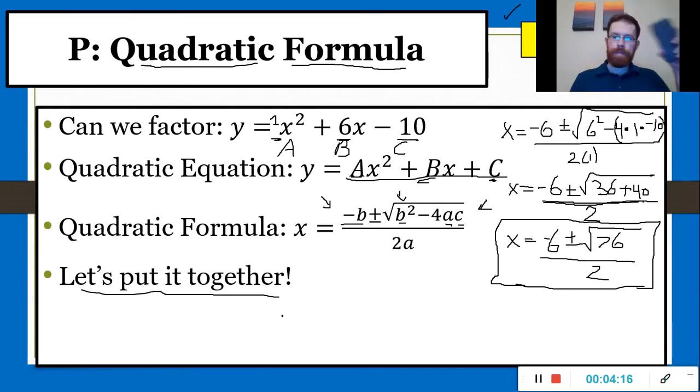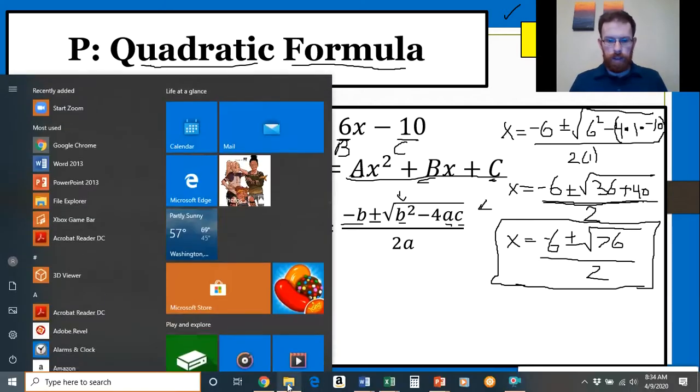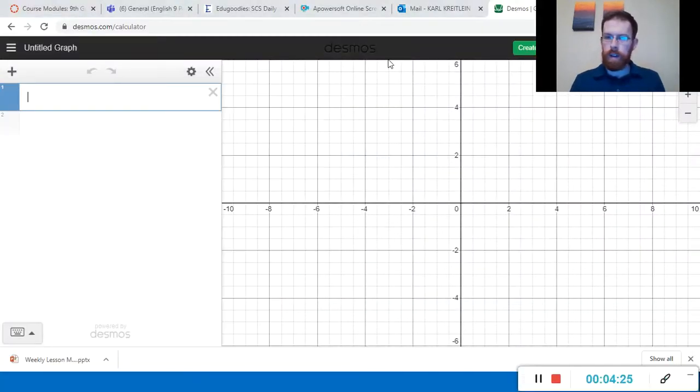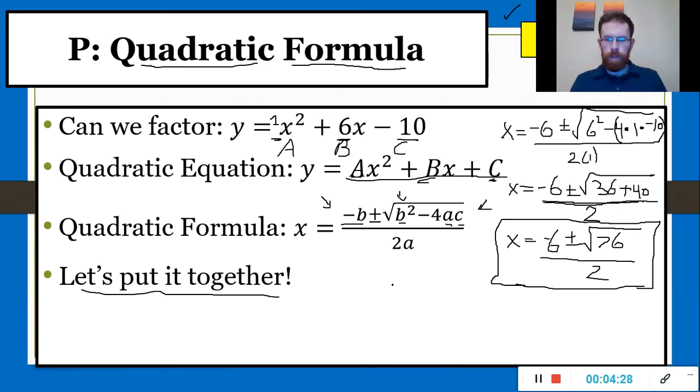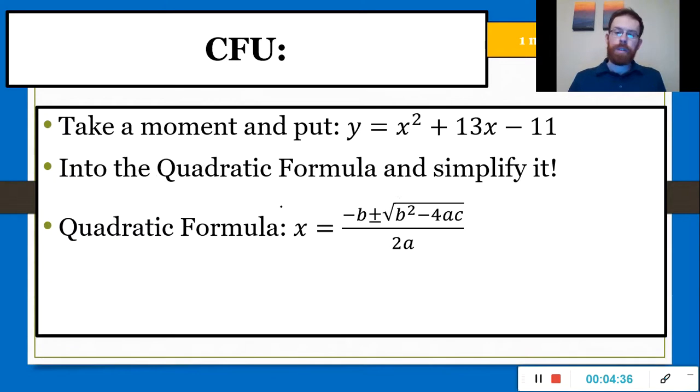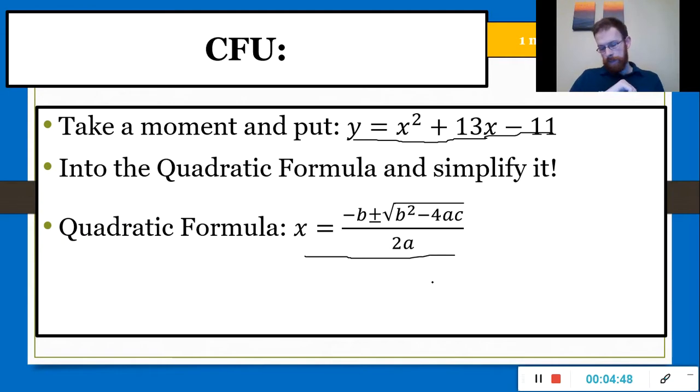Now, if I wanted to calculate that, always get out your handy-dandy calculator or your website that you can use. Definitely going to talk about Desmos tomorrow, but for right now, that's all I'm going to put. But moving on, for this check for understanding, I want you to take this equation, put it into your quadratic formula, and just get to the same spot that we did last time. Take 5 seconds. Pause the video, see what you can do, and then we'll move on.